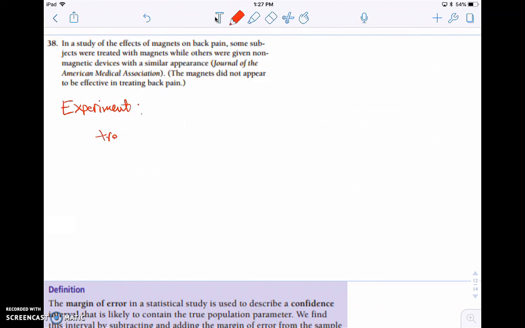So again, the treatment group had the use of the magnet, and the control group had something that looked like a magnet, but we'll just say they were non-magnetic devices. It doesn't describe exactly what they were, it just says they share the same appearance.